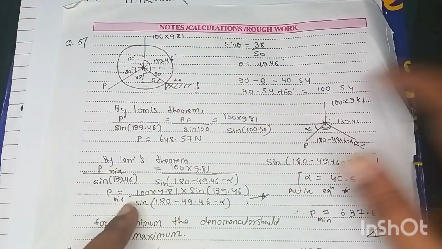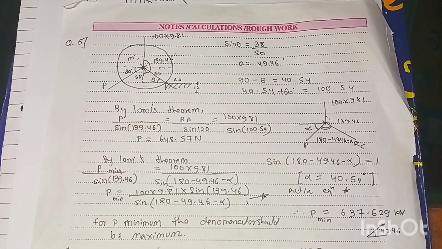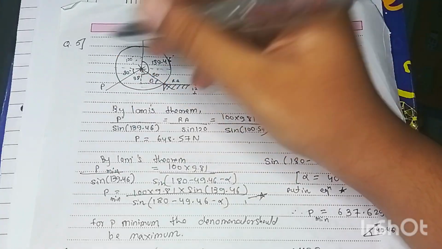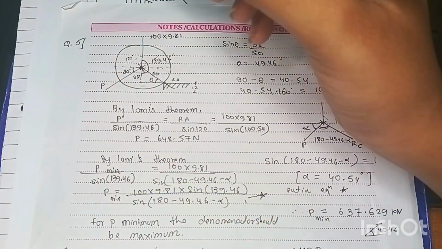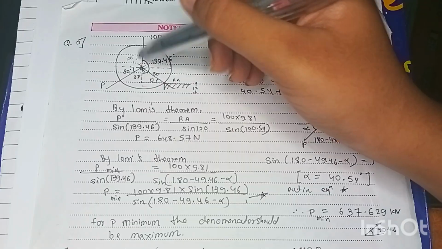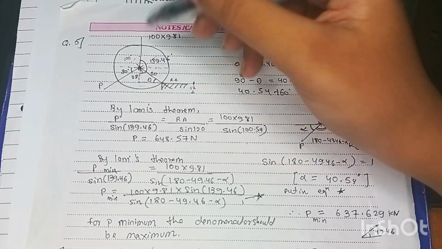ओके फ्रेंड्स, सो दिस इज अ सॉल्यूशन ऑफ द क्वेश्चन नंबर 5. सो मैंने क्या किया, P को पीछे लिया और ये जो 30 था तो ये भी 30 डिग्री हो गया. अभी मैंने क्या किया, ये 30 है तो 90 प्लस 30, 120 हो गया. मैं यहाँ पे लेमिस थ्योरम यूज़ करने वाली हूँ.